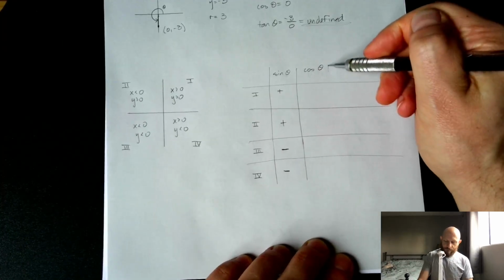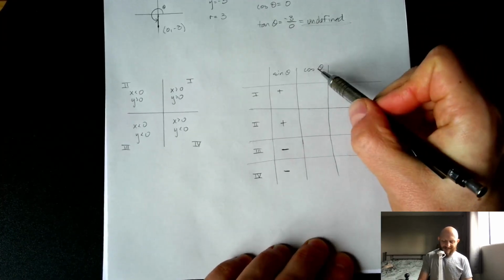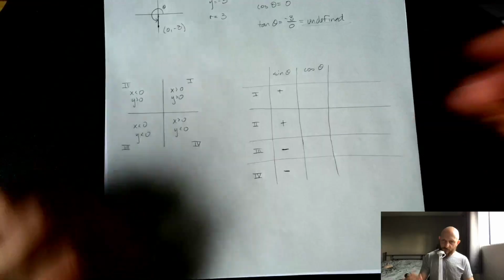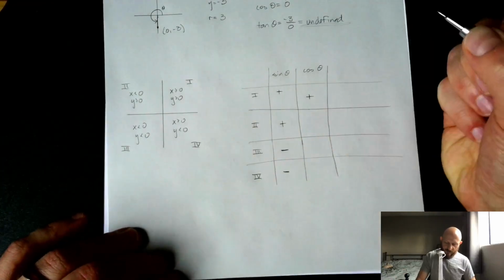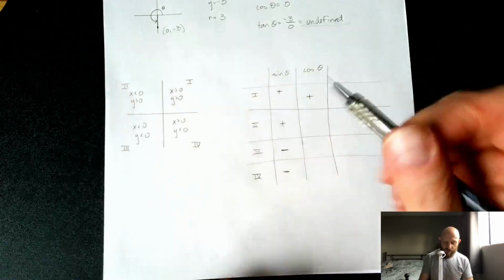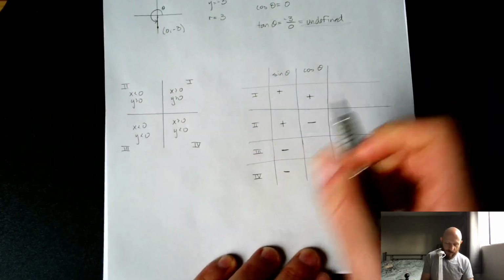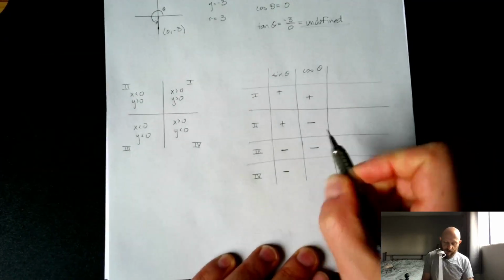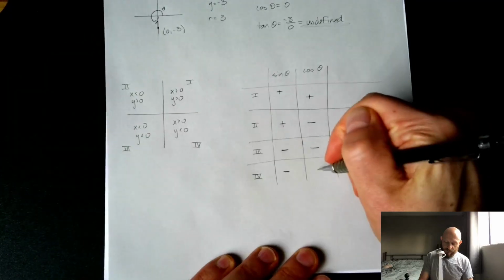Cosine of theta: cosine is x over r. So in quadrant 1, positive over positive is positive. In quadrant 2, it's negative, though. X is negative, so negative over positive is negative. In quadrant 3, again, x is negative, so cosine is negative. And then in quadrant 4, x is positive, so cosine is positive.